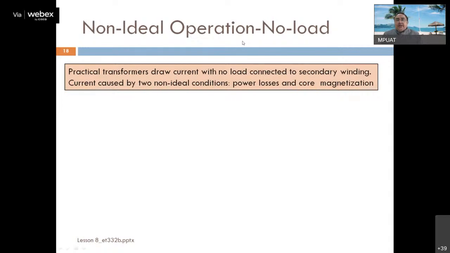Basically, rather than the word non-ideal, we should use the term practical transformer. So far we have discussed an ideal transformer in the last class, but in this class we will discuss the practical transformer, and that also at no load. No load, you understand, means it is open circuited, that is the secondary winding is open circuited and no load is connected.